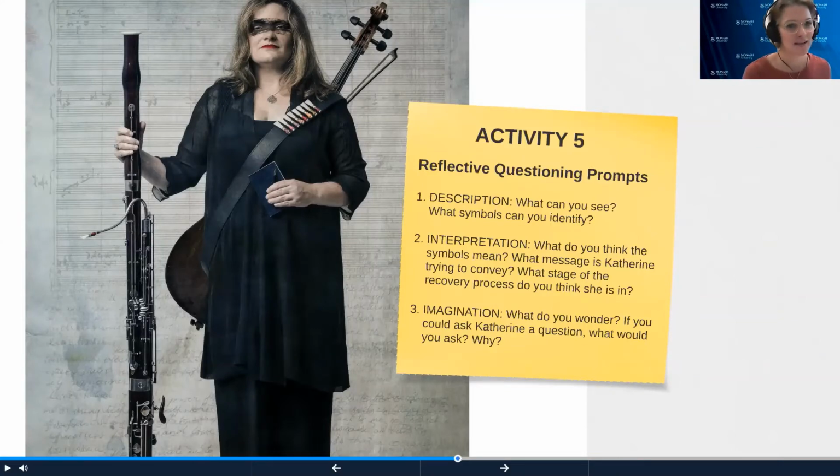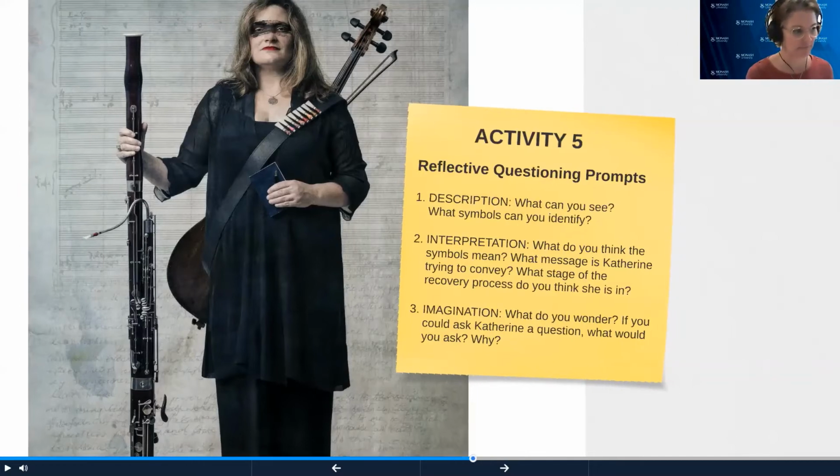And then imagination is so underrated in health professions education. We get them to imagine, you know, what do you wonder about? If you could ask her a question, what would it be? Okay, so they spend a long time talking about all these things. And then Kate is going to tell you about what these symbols mean.